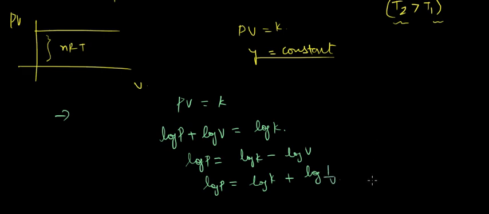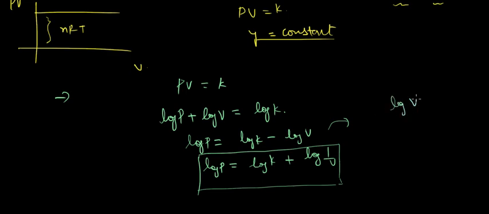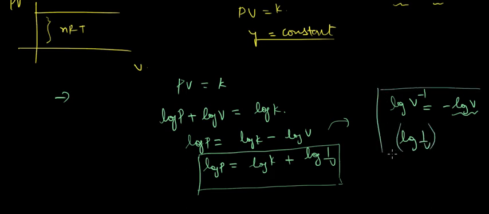I hope you know the logarithmic functions. Even if you don't know, I'm just writing it over here, that log of V to the power minus 1 is minus log V. Hence minus log V would be log of V to the power minus 1. So we can write V to the power minus 1 as 1 upon V. So this is some appendix.